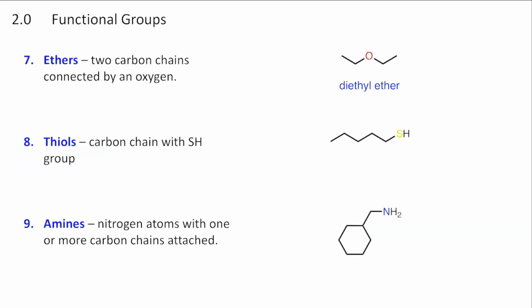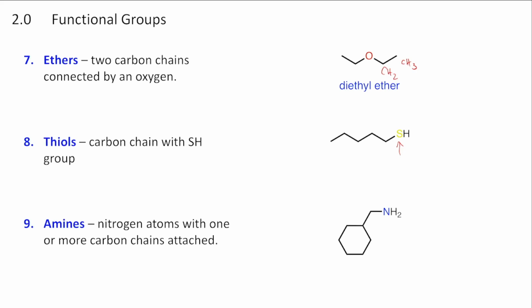Ethers are when you have an oxygen atom that has a carbon attached to both sides. So here we have a CH2 and a CH3 attached to the right side with the same thing on the other side. Thiols, coming along next, are like an alcohol but have the oxygen atom replaced by a sulfur. So thiols are well known for smelling very strongly, like rotten eggs. And you can see this example right here.